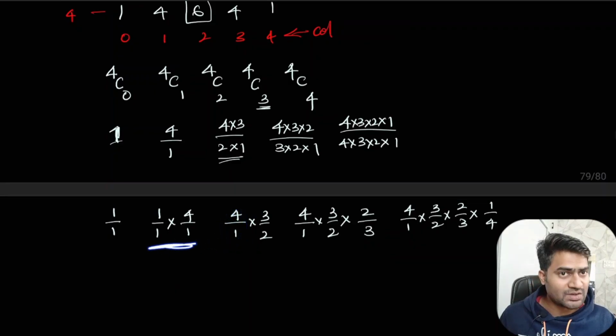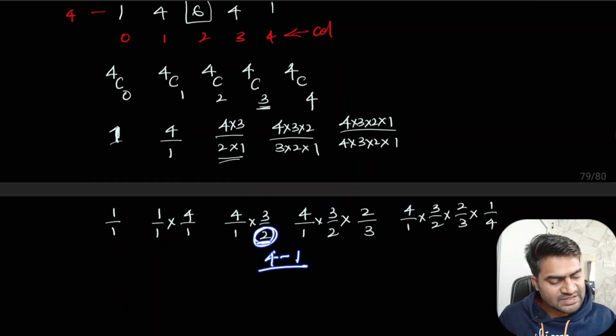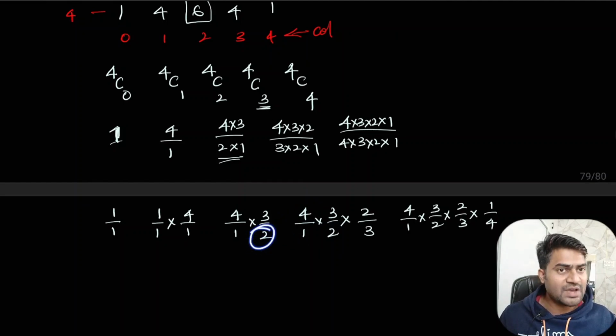So this one we have already computed. Now this 3 and 2, how is it related to our row number and column number? If you see, this is 4 minus 1, divided by 2, and 2 is basically our column. So it is nothing but 4, basically row number minus column minus 1, divided by column, correct? This is how we can infer from this particular equation.